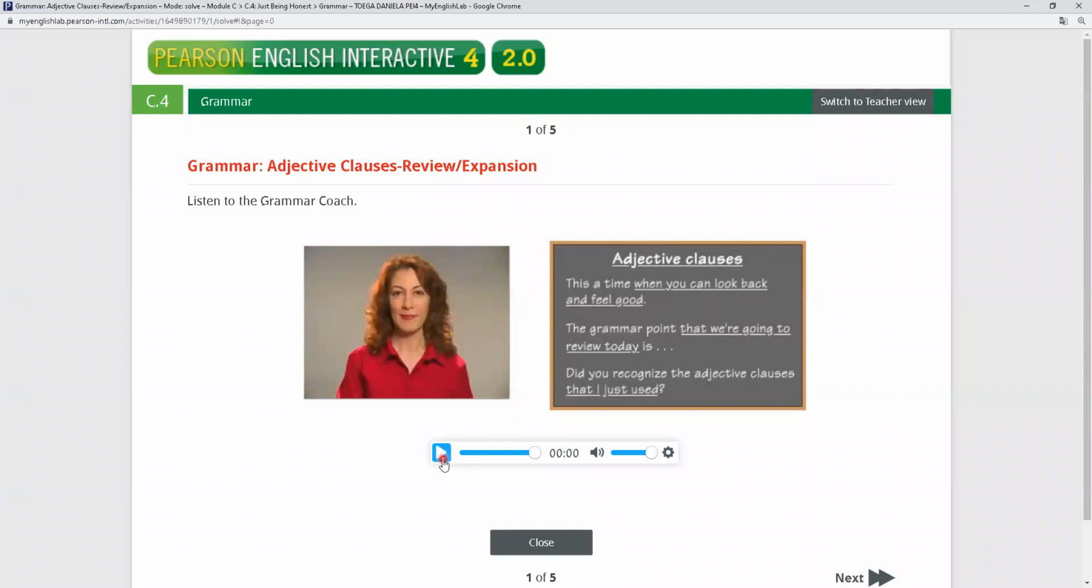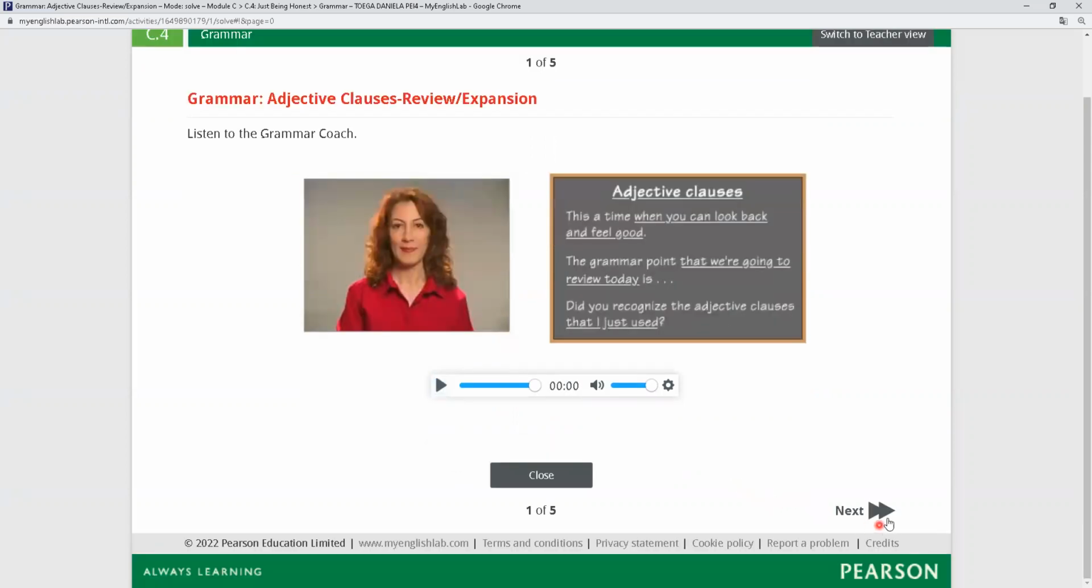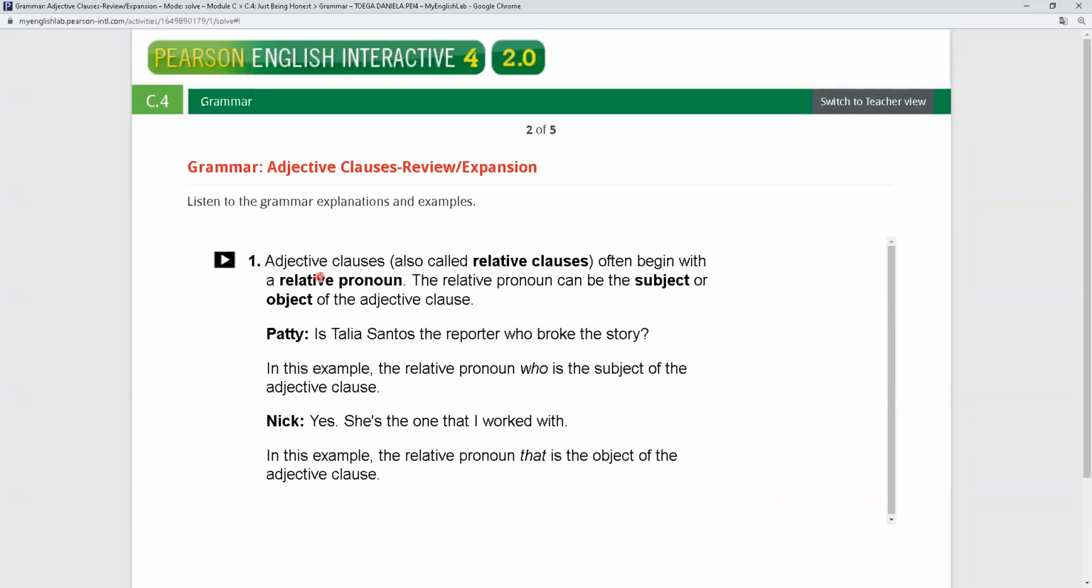All right. So this is a time when you can look back and feel good. The grammar point that we're going to review today is... did you recognize the adjective clauses that I just used? Okay, so let's review the first point.